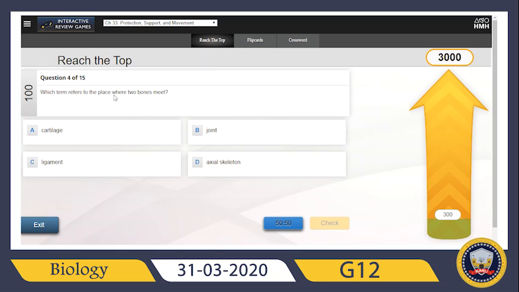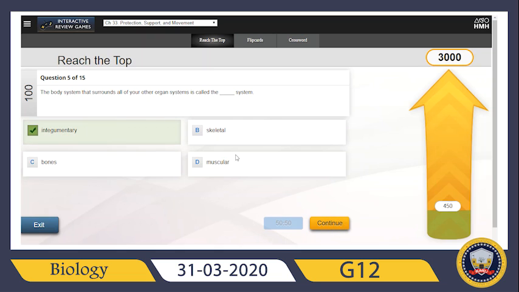Which term refers to the place where two bones meet? Cartilage, joint, ligament, axial skeleton. Let's drop two answers. Is it axial skeleton or joints? From the name, two bones meet, joint, from joining. The body system that surrounds all of your other organ systems is called the integumentary system. Right.